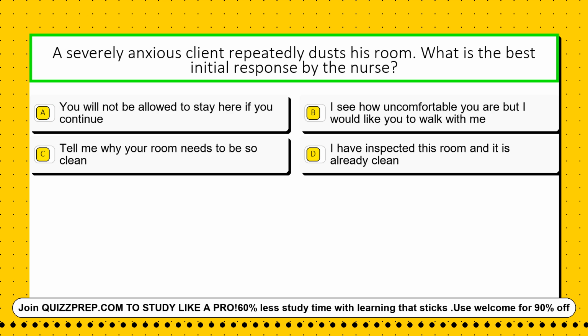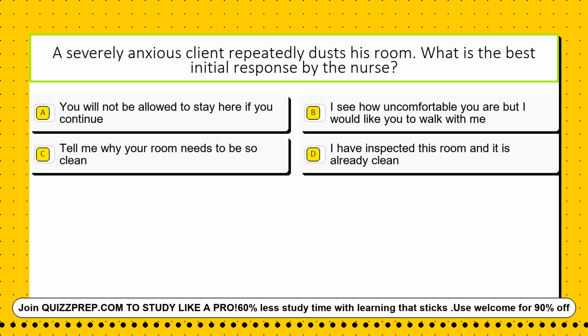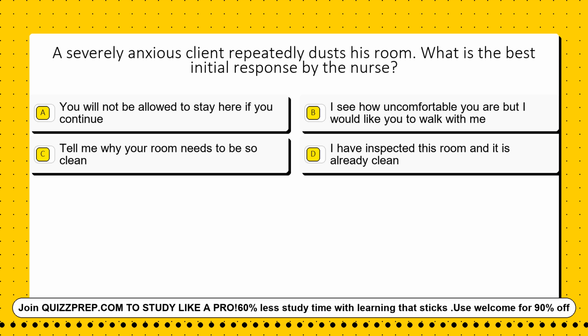Question 58. A severely anxious client repeatedly dusts his room. What is the best initial response by the nurse? Option A. You will not be allowed to stay here if you continue. Option B. I see how uncomfortable you are, but I would like you to walk with me. Option C. Tell me why your room needs to be so clean. Option D. I have inspected this room and it is already clean.